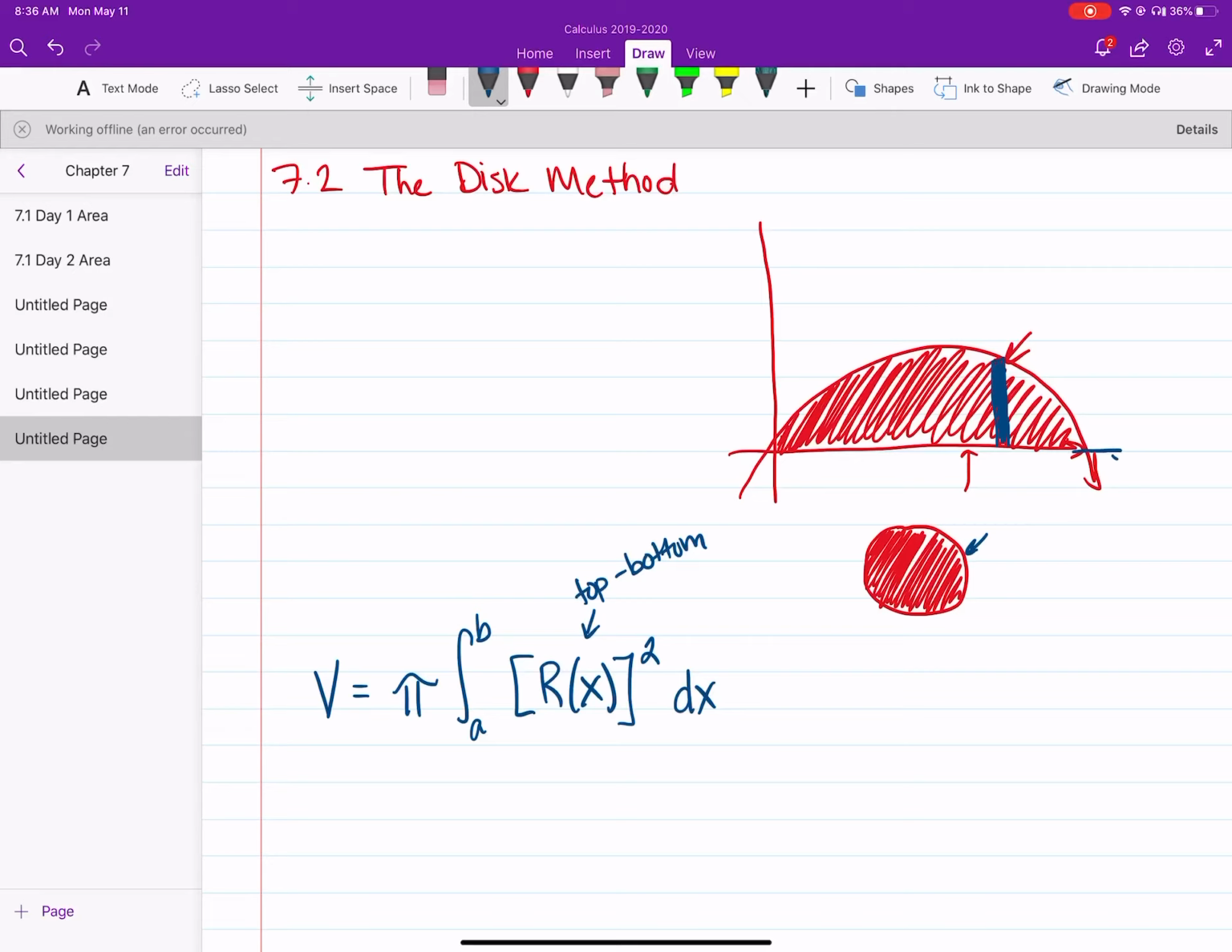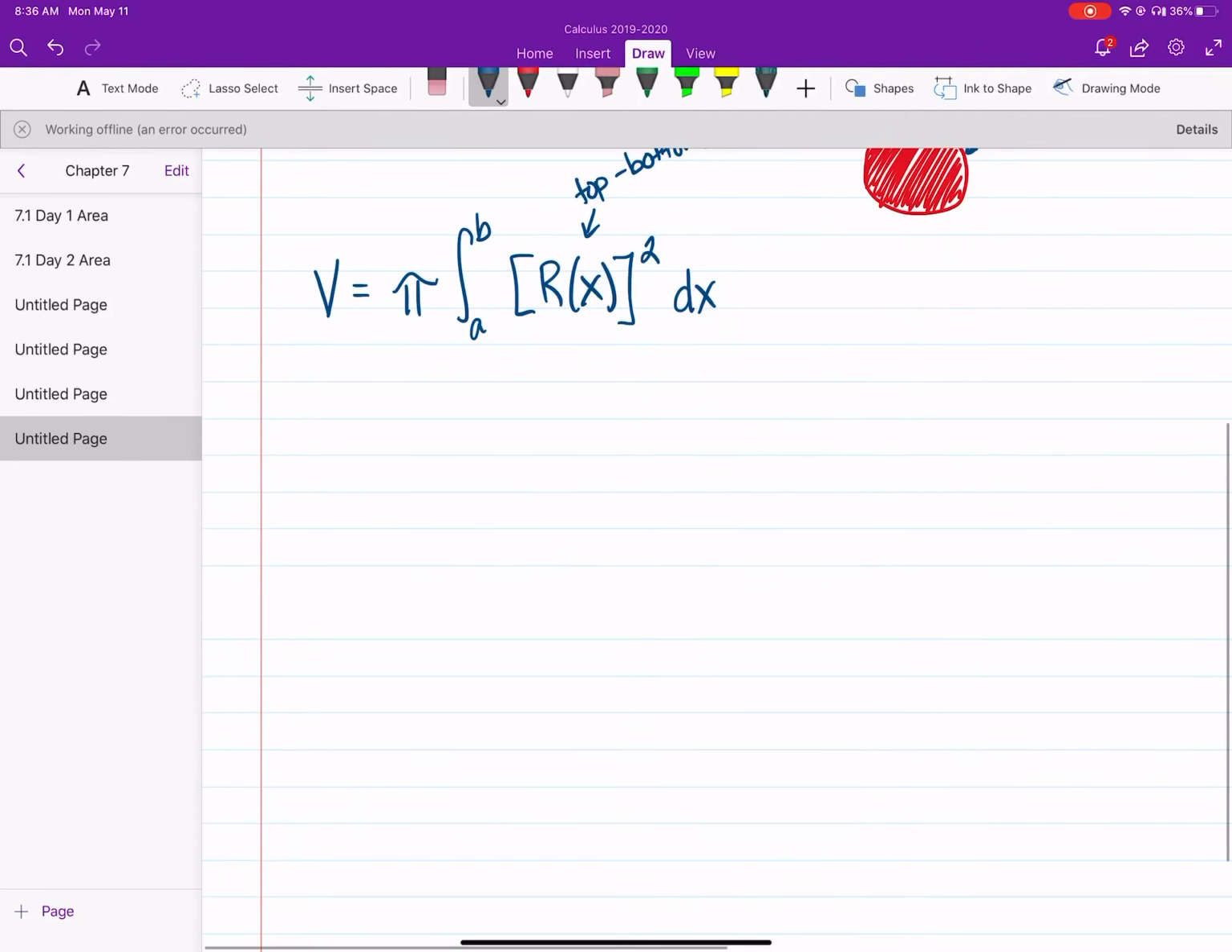So I'll even draw it up here. The axis of revolution has to be horizontal. And remember, disk method, no holes, no gaps. The shaded region is directly across that. All right, so let's try a problem.